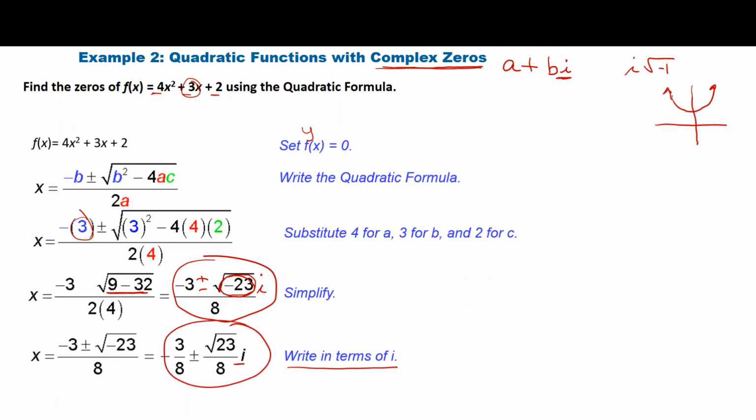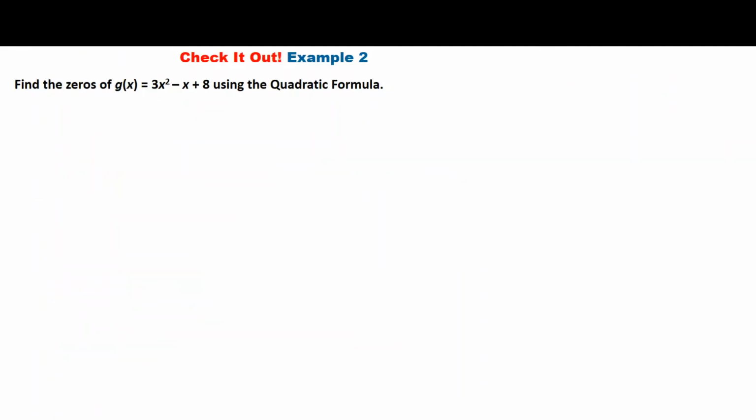Okay, so when you come up in under here, if we have a negative number, we have to change that to an i, but everything else stays the exact same. All right, here's another one for you to try out on your own. So turn the video off and give it a try.